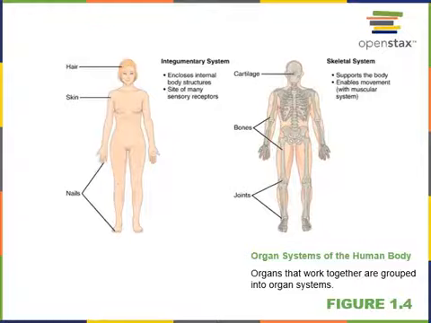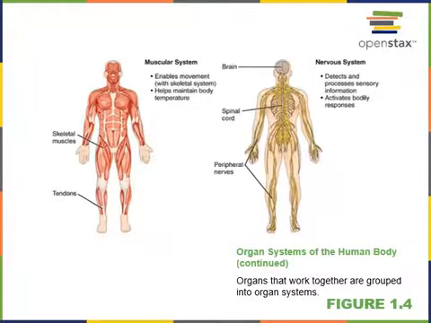The next system we see here is the skeletal system that consists of bones, cartilage, and ligaments. And the functions of the skeletal system include supporting the body and enabling movement. The muscular system consists of muscles and tendons. The muscles contract, pulling on tendons in order to produce motion. And the metabolism of muscles is also important for producing heat and warming our body.